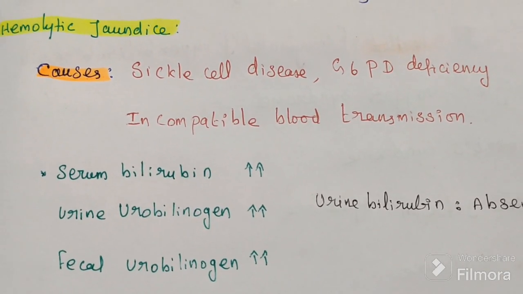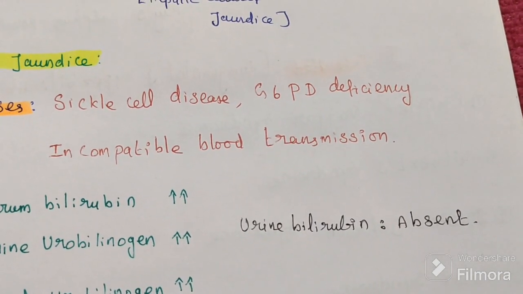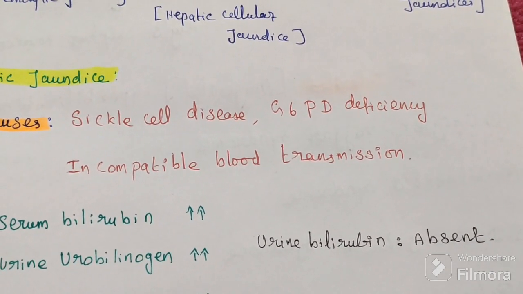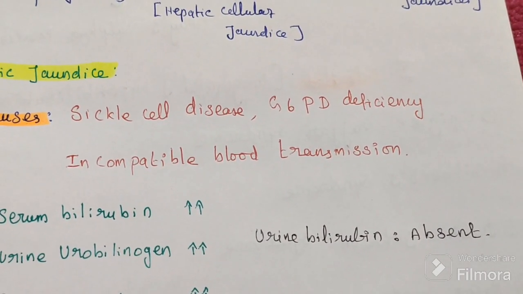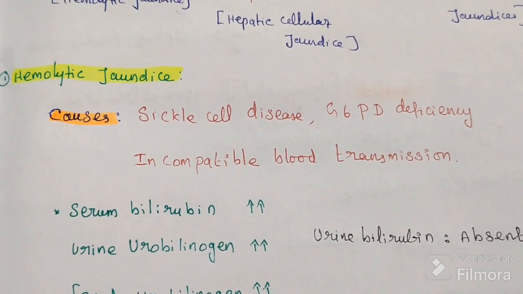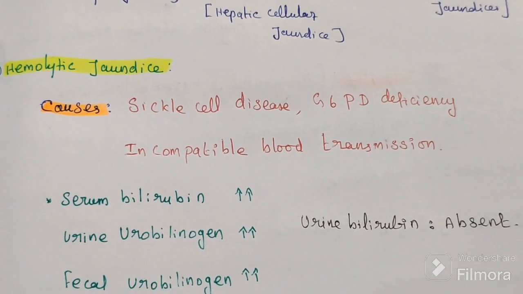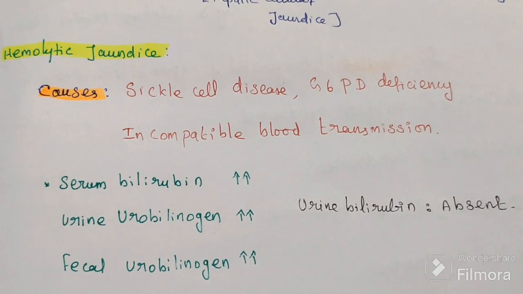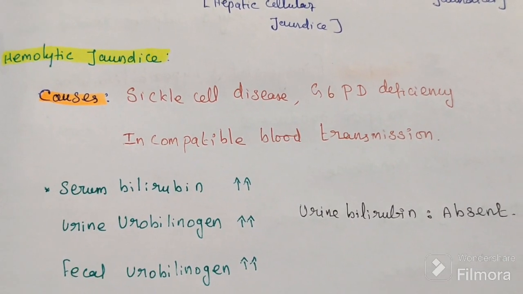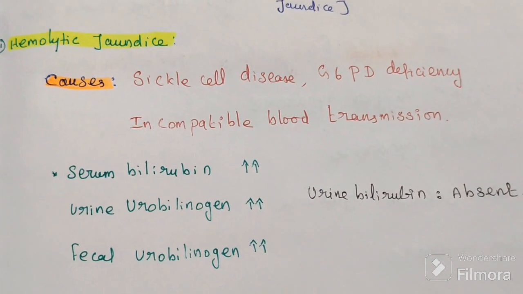Hemolytic jaundice is caused by sickle cell anemia, glucose-6-phosphate dehydrogenase deficiency, and incompatible blood transfusion. In all these conditions there is an increased amount of hemolysis, which leads to increased production of bilirubin, specifically unconjugated bilirubin. The liver is not able to conjugate that much load of bilirubin, so there is increased unconjugated bilirubin.